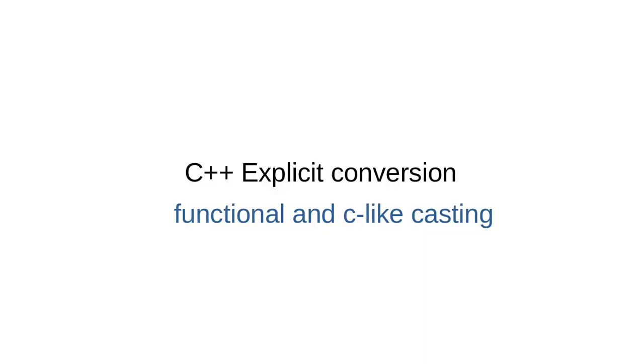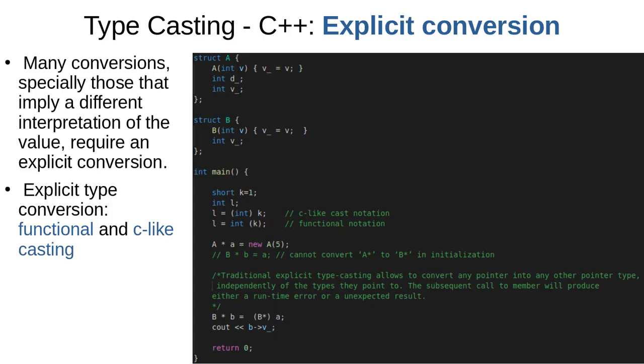Now we will talk about explicit conversion. We already talked about implicit conversion. Now we'll talk about explicit conversion. The first casting type of explicit conversion is functional and C-like casting. Many conversions, especially those that imply a different interpretation of the value, require an explicit conversion. Explicit type conversion, functional, and C casting.